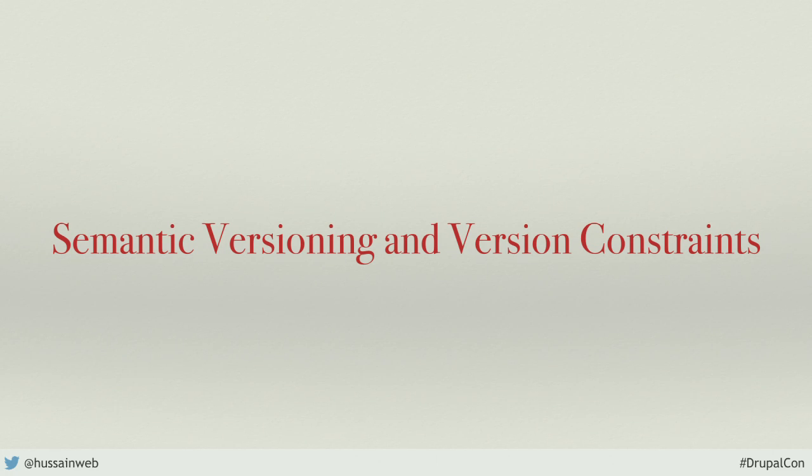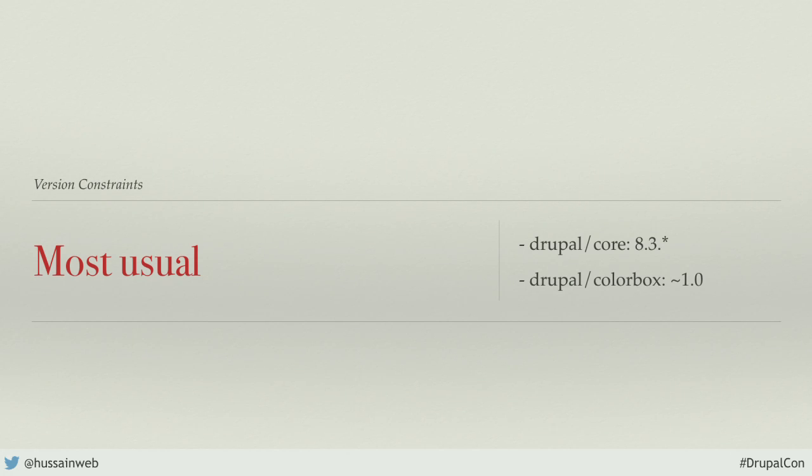With Drush Make, we specified the exact version we wanted earlier. In Composer, we can use these kinds of version constraints, which make it easier for you to specify the versions to be used. So you see in the first line, drupal/core 8.3.*. It just says that I'm happy with any 8.3 release, starting from 8.3.0, 8.3.1, and so on. Or you can use a special syntax like you see in the next one, drupal/colorbox, and that's tilde 1.0. That basically says I'm happy with 1.0, 1.1, 1.2, but not 2.0. Until 2.0 comes, I'm happy with all 1.x releases. It's just a fancier way of writing that.